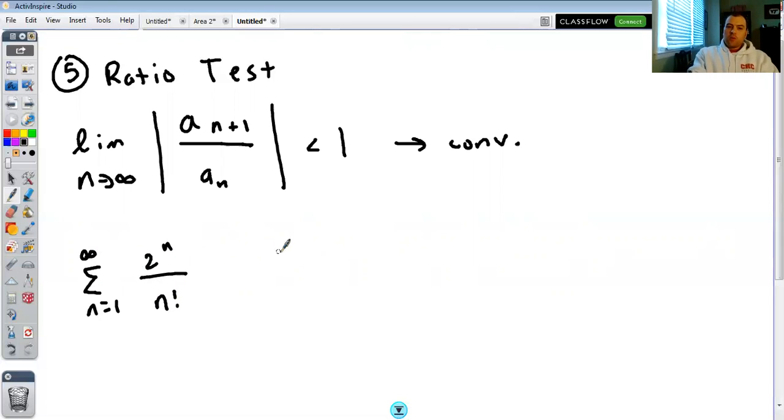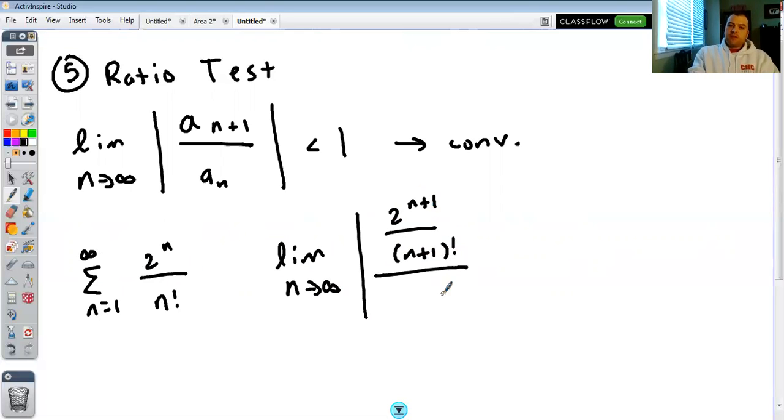When I set up my ratio, we're going to have 2 to the n plus 1 over n plus 1 factorial, divided by 2 to the n over n factorial. These absolute values are important. If the series was alternating, it would get rid of the alternating. If it was negative, it would make it positive. So you're really just looking at what this term is doing when you compare.